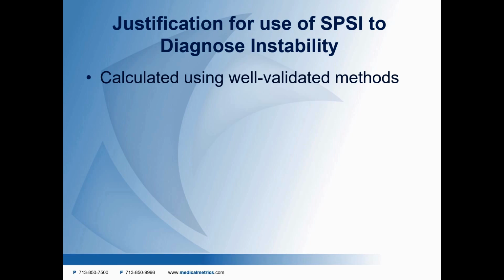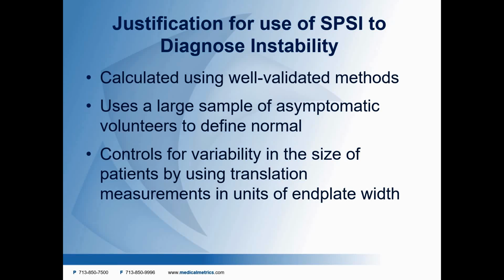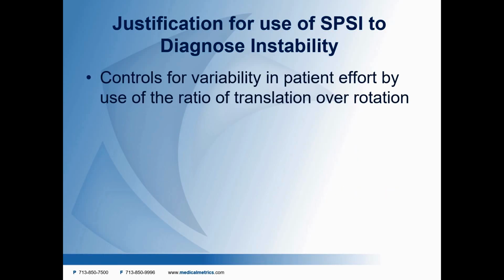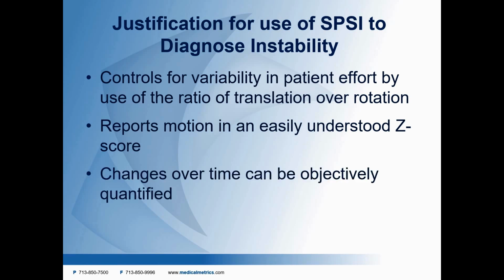In summary, SPSI provides a solution to a 7+ decade search for a spinal stability diagnostic. The justification for use of SPSI in a clinical trial includes: it is calculated using well-validated measurement technology. It uses a large sample of asymptomatic volunteers to define normal motion. It controls for variability in patient size by using translation measured as a % of end plate width. It controls for variability in patient effort by using the ratio of translation divided by rotation. It reports motion in an easily understood z-score.